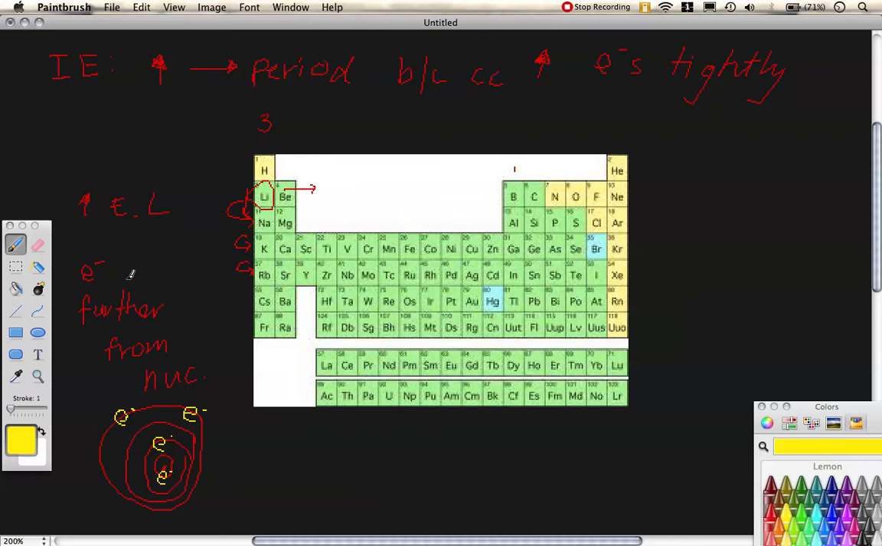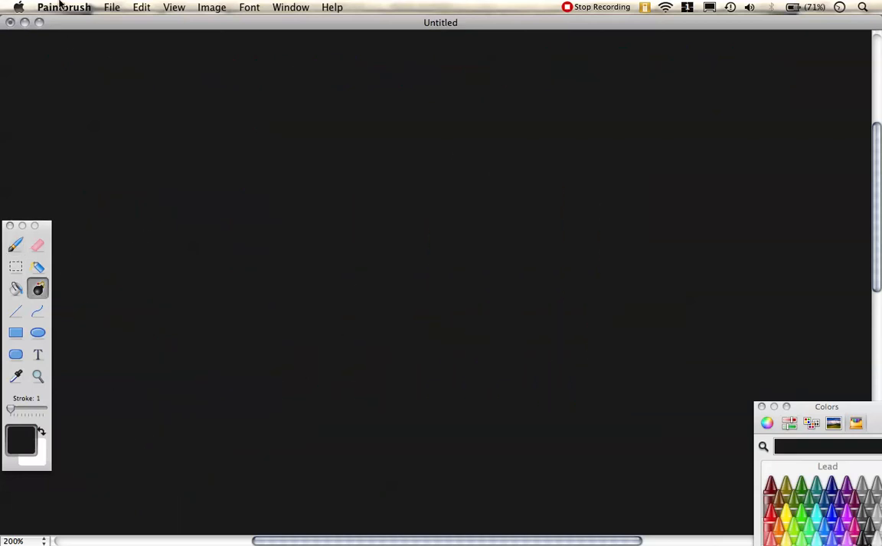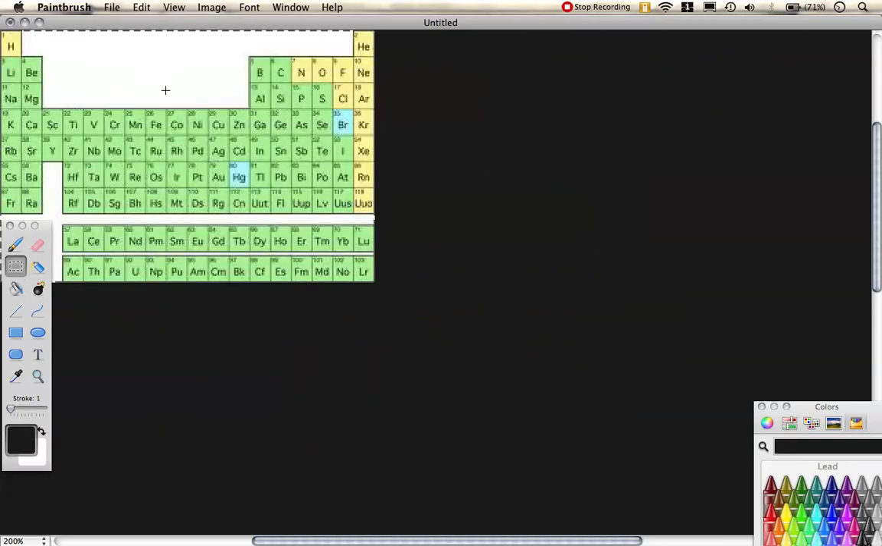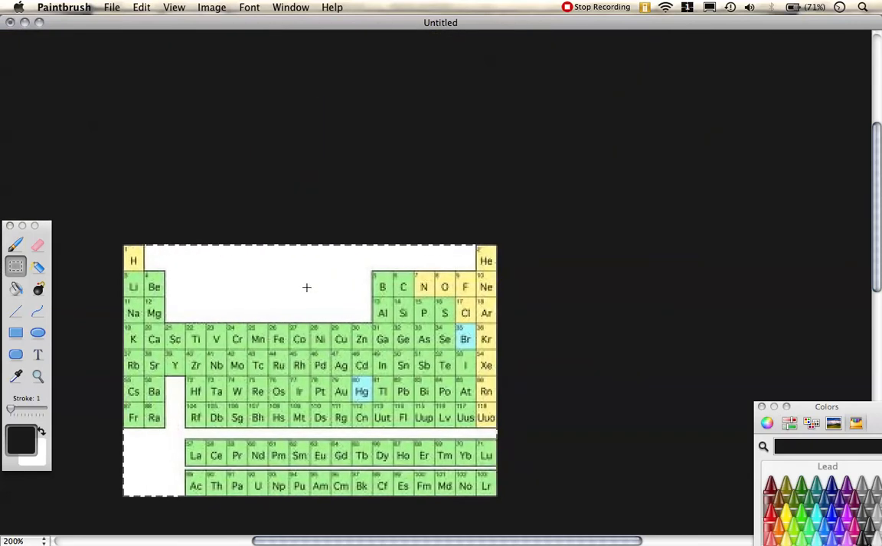Guys, ionisation energy and electronegativity basically follow the same relationship. So let's take a look at electronegativity. Guys, electronegativity is a measure of one atom's ability to attract electrons.